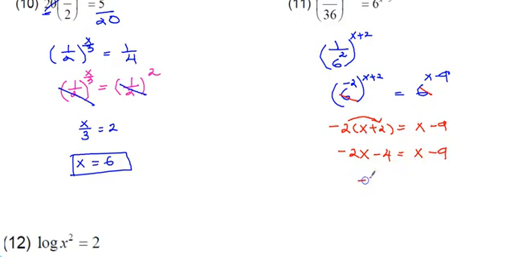This makes it -3x is equal to -5. I add 4 on both sides. Subtract x on both sides. So x is equal to 5/3.